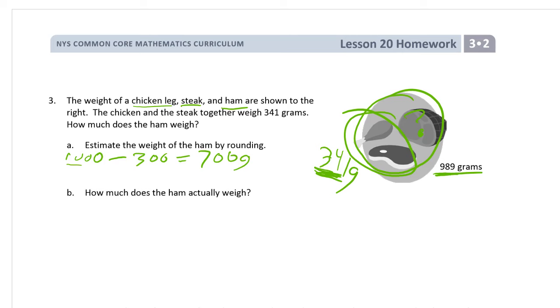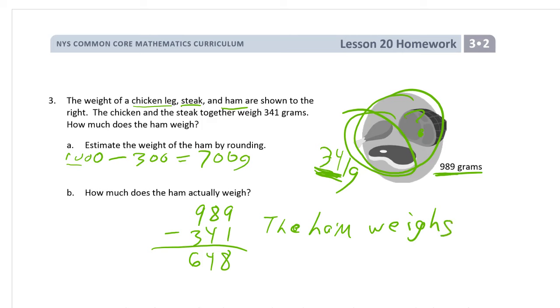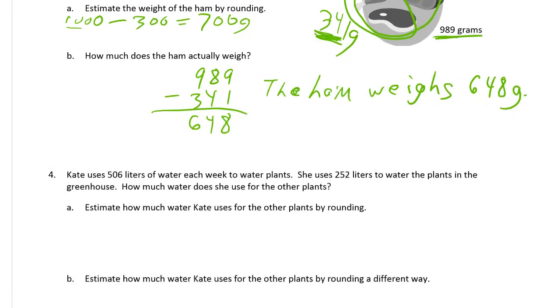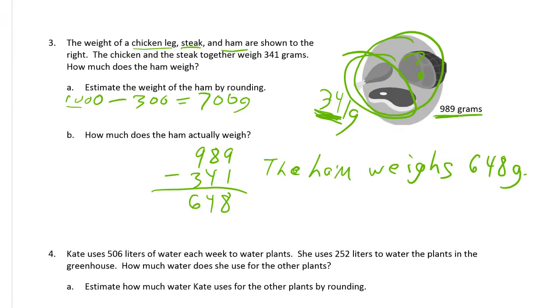700 grams. How much does the ham actually weigh? We're going to subtract the 341 from the 989. And we have enough ones, so we don't have to break up any tens. 9 minus 1 is 8. 8 minus 4 is 4. 9 minus 3 is 6. So the ham weighs 648 grams. And we already have our picture for RDW. They gave us the picture, so we don't have to draw one.